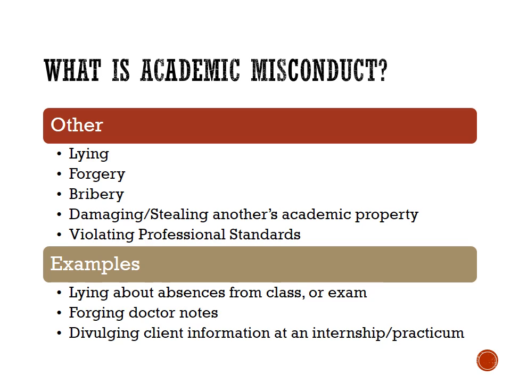Other behaviors that constitute academic misconduct include, but are not limited to, lying about attendance or why an extension is needed on assignments; forgery, forging an instructor's signature, doctor's note, or forms submitted to the university; bribery, bribing faculty members, bribing other students to take courses or exams for you; damaging or stealing another's academic property, stealing project designs, damaging someone else's materials or books. And violating professional standards. In internship or practicum settings, not performing your assigned tasks or divulging client information.